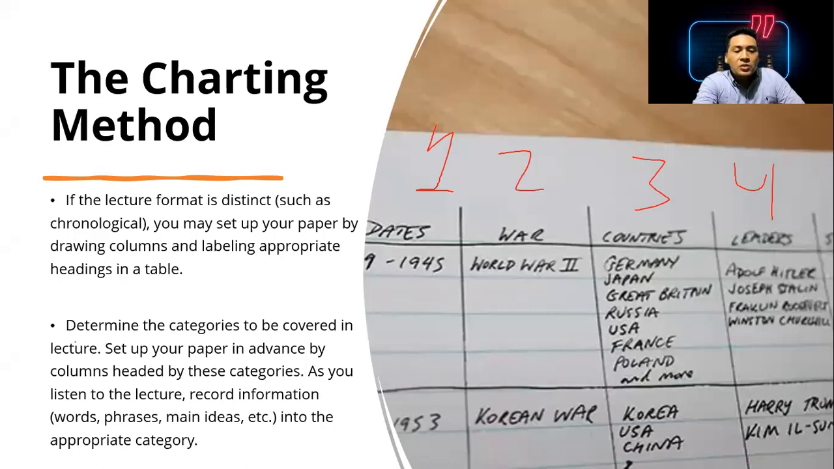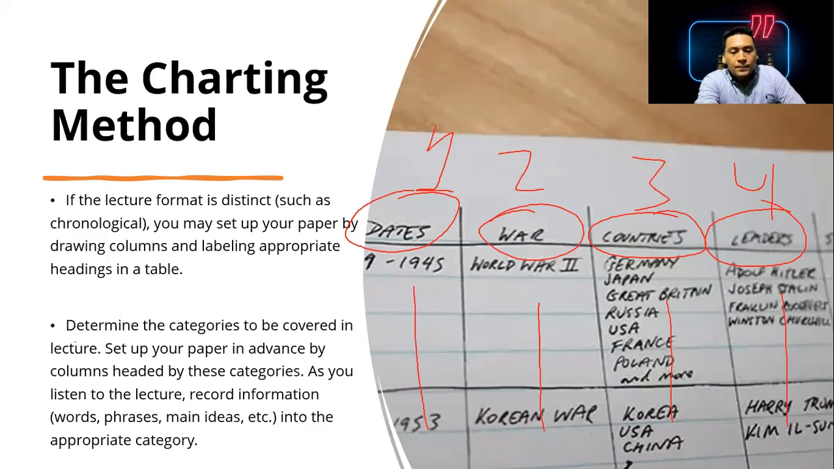Now, determine the categories to be covered in the lecture. So which are the categories? The categories are these: dates, war, countries, leaders, etc. Those are the categories, okay? Now, it says, set up your paper in advance by columns. These are the columns. All of these are the columns. As you listen to the lecture, record the information, words, phrases, main ideas, etc. into the appropriate category, okay?